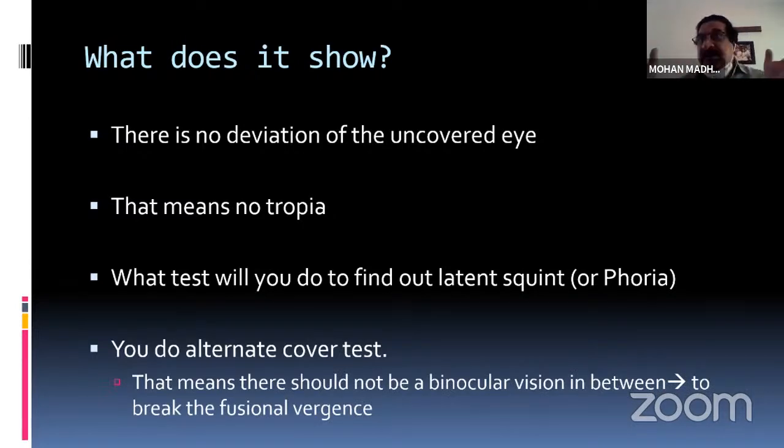If you give binocular vision, both eyes open, the divergent system will act. To prevent the divergent system from acting, you should never allow binocular vision. Cover one eye and immediately switch to the other eye, so that you are always maintaining vision with only one eye. That is the purpose of the alternate cover test.